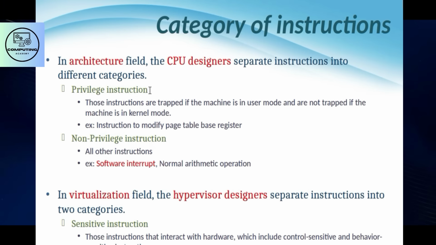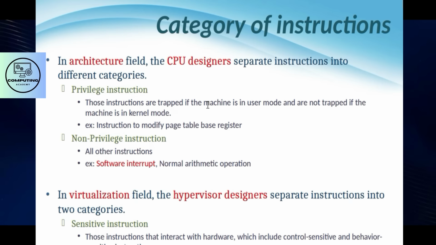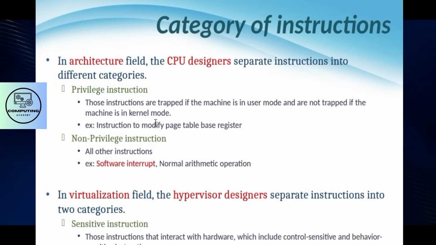First of all, I'll be talking about privileged instruction. Those instructions are trapped if the machine is in user mode and are not trapped if the machine is in kernel mode. Let's have an example: instruction to modify page table base register. And non-privileged instruction is now here. It includes all other instructions. Examples are software interrupt, normal arithmetic operation, etc.